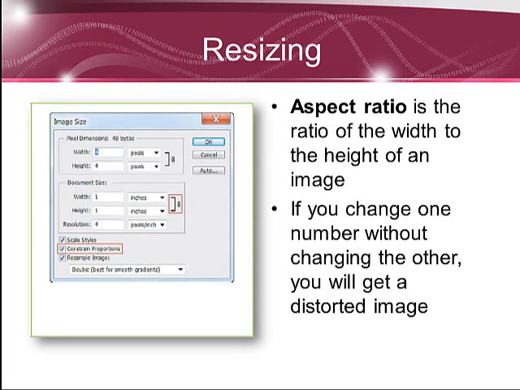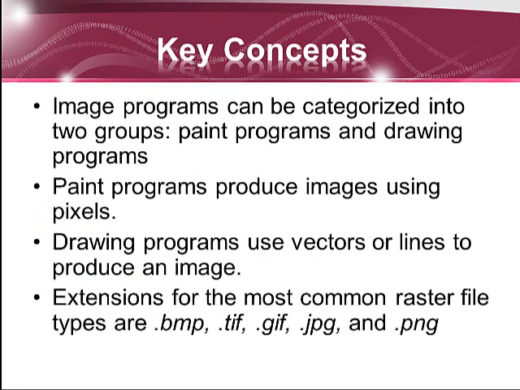Aspect ratio is the ratio of the width to the height of an image. If you change one number without changing the other, you get a distorted image. Image software sometimes allows you to lock the aspect ratio, which is excellent. This is an example from Photoshop, and you can do it by making sure the chain links are linked, or by checking constrain proportions, because that way if you make any changes, it's going to keep them proportionately in line. So, some key concepts to take away.